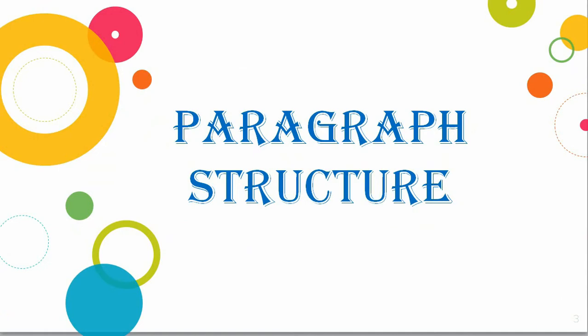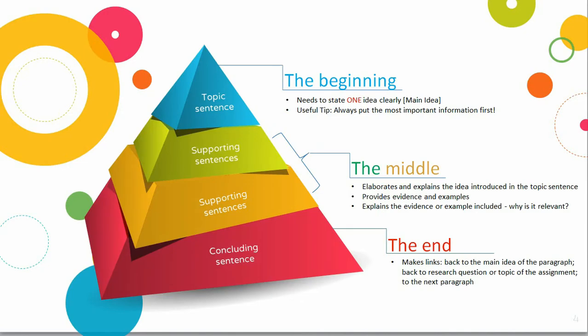First, we have to know what the paragraph structure is. The paragraph structure here is like a pyramid. At the top of the pyramid is the topic sentence, and this is the beginning. And what is the topic sentence? The topic sentence is the main idea you are going to talk about, or what the paragraph is about.